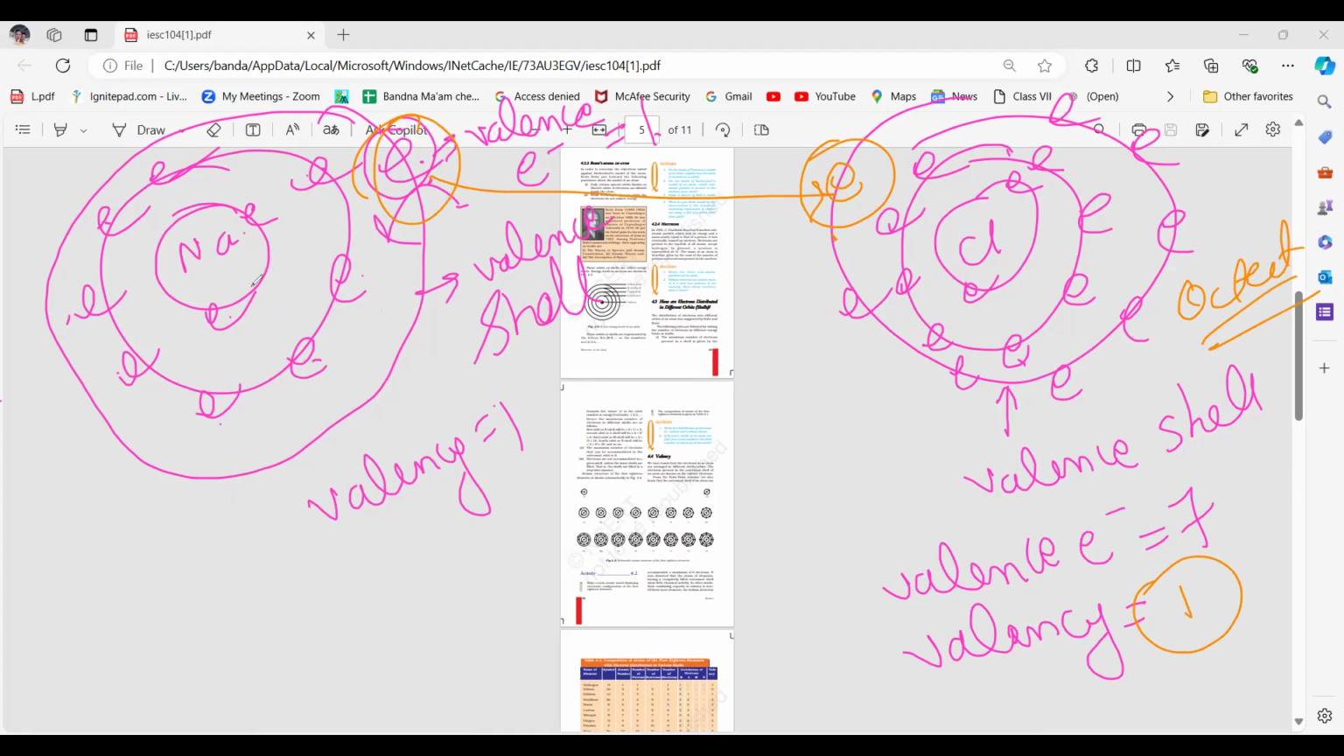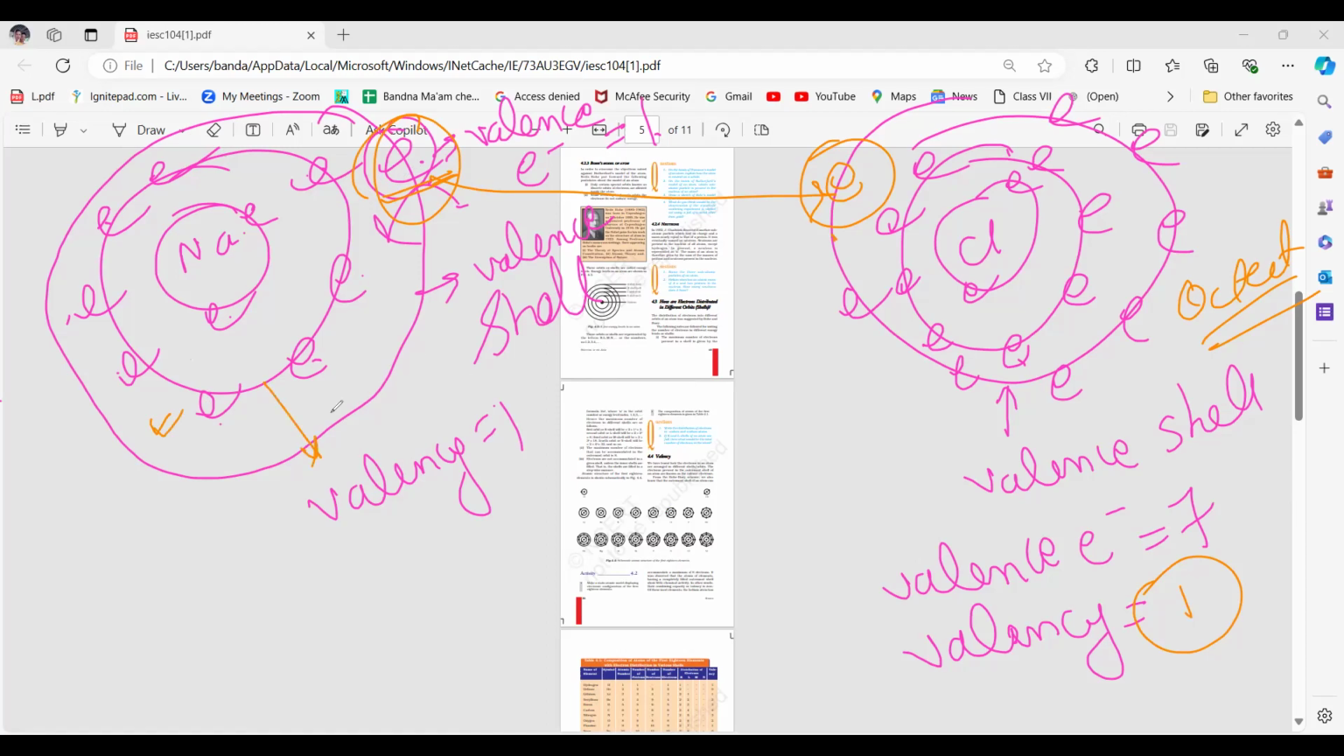Now, in the octet nature, if sodium is losing the electron, then it will become octet in nature, because it will go to the previous shell. So this will be your valence shell.